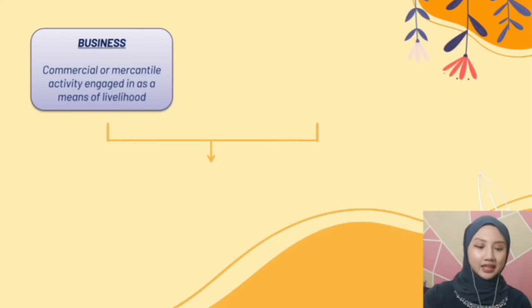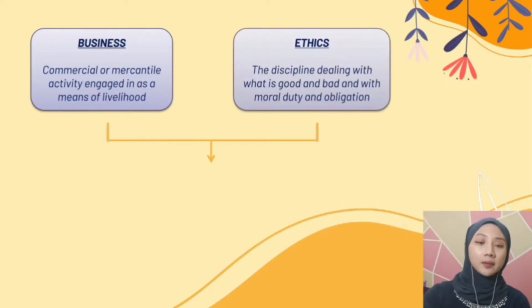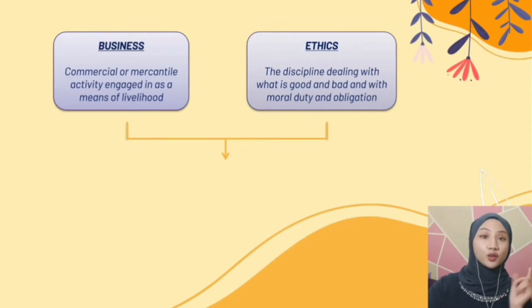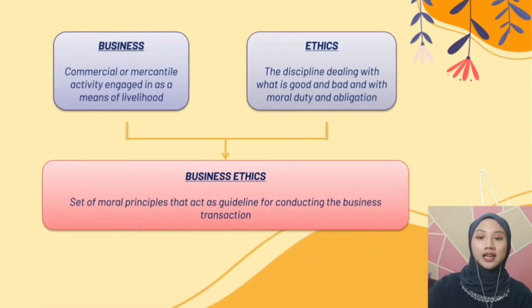What is ethics? Ethics can be defined as the discipline dealing with what is good and bad and with moral duty and obligation. Ethical behavior is being honest, truthful and doing the right thing even at the expense of self-interest. By combining these two words, business ethics can be defined as a set of moral principles that act as a guideline for conducting business transactions.